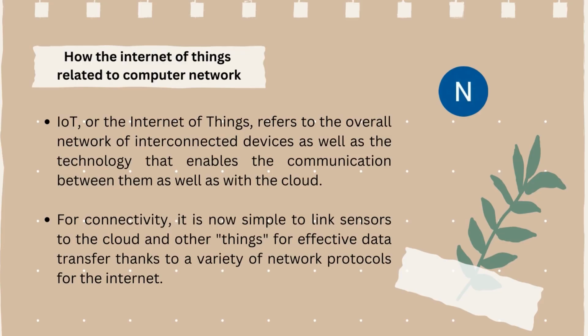How is the Internet of Things related to computer networks? IoT, or the Internet of Things, refers to the overall network of interconnected devices as well as the technology that enables the communication between them as well as with the cloud. For example, for connectivity, it is now simple to link sensors to the cloud and other things for effective data transfer, thanks to a variety of network protocols for the Internet.